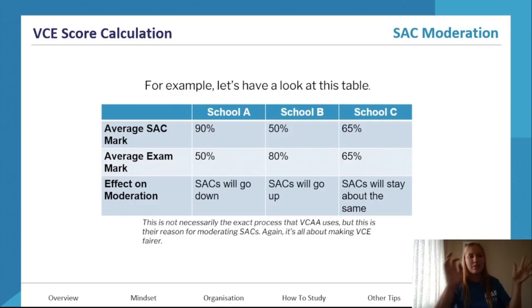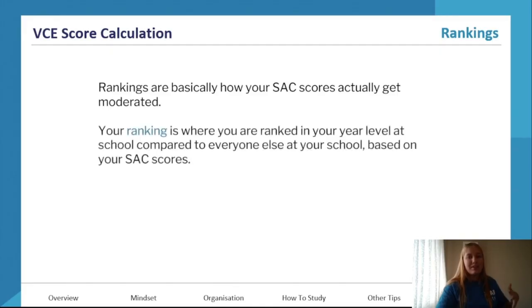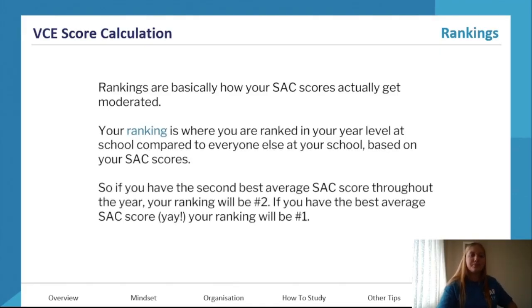And this isn't the exact process that VCAA uses because we do not have access to it, but this is their reason for moderating SACs and kind of how we estimate it works. With these examples, where the SAC mark and the exam mark are so different from each other, we can definitely say they would have these exact effects on moderation. We just don't know by how much. It's all about making VCE fair. They really try to make the whole VCE process fair for us.